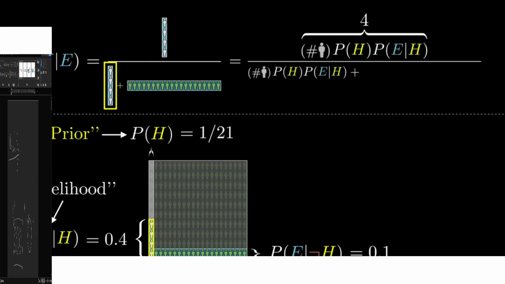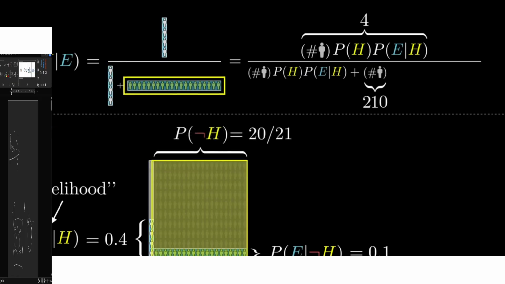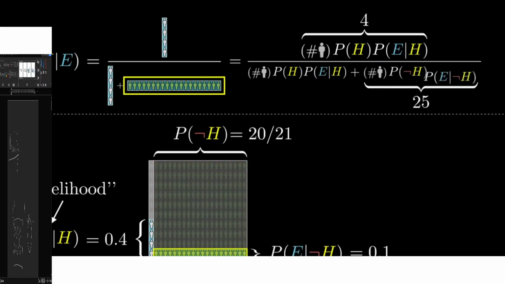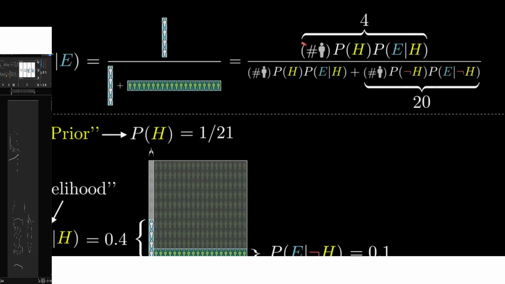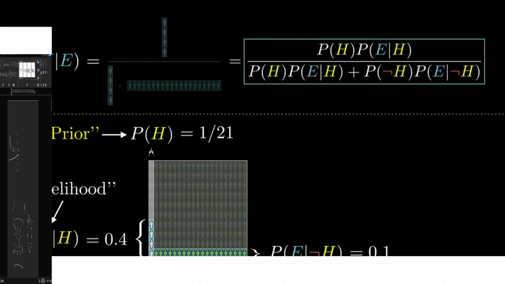That same number shows up again in the denominator, but we need to add in the rest, the total number of people times the proportion who are not librarians, times the proportion of those who fit the evidence, which in our example gives 20. Now notice the total number of people here, 210, that gets cancelled out. And of course it should, that was just an arbitrary choice made for the sake of illustration. This leaves us finally with a more abstract representation purely in terms of probabilities. And this, my friends, is Bayes' theorem.